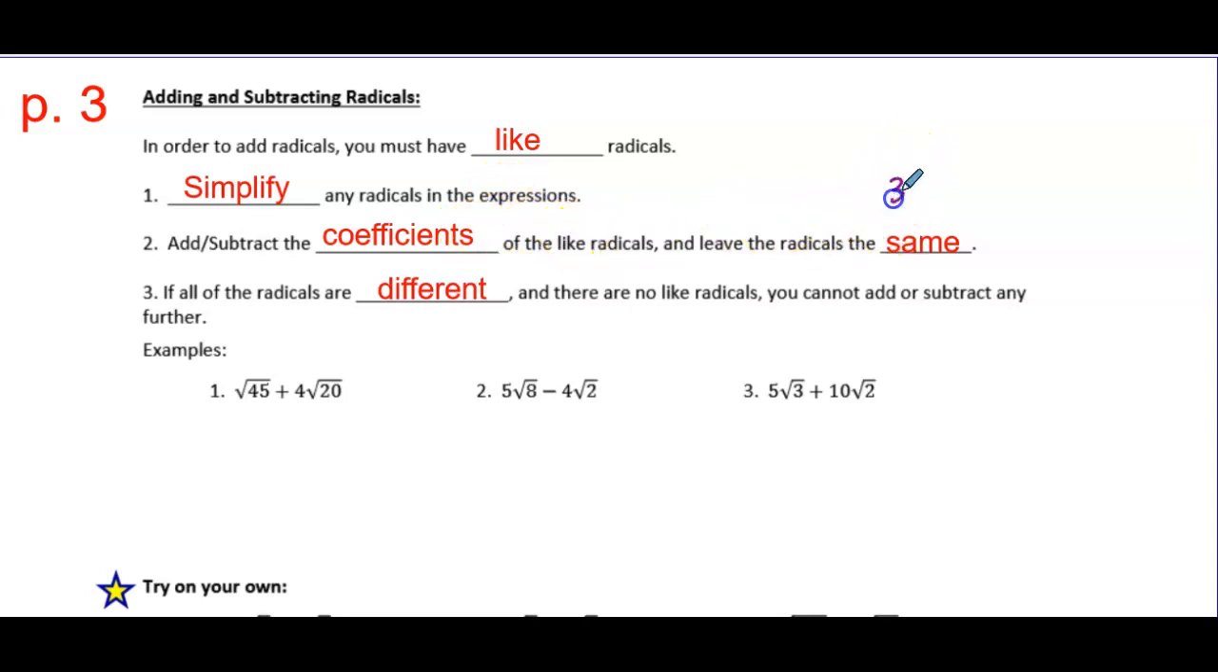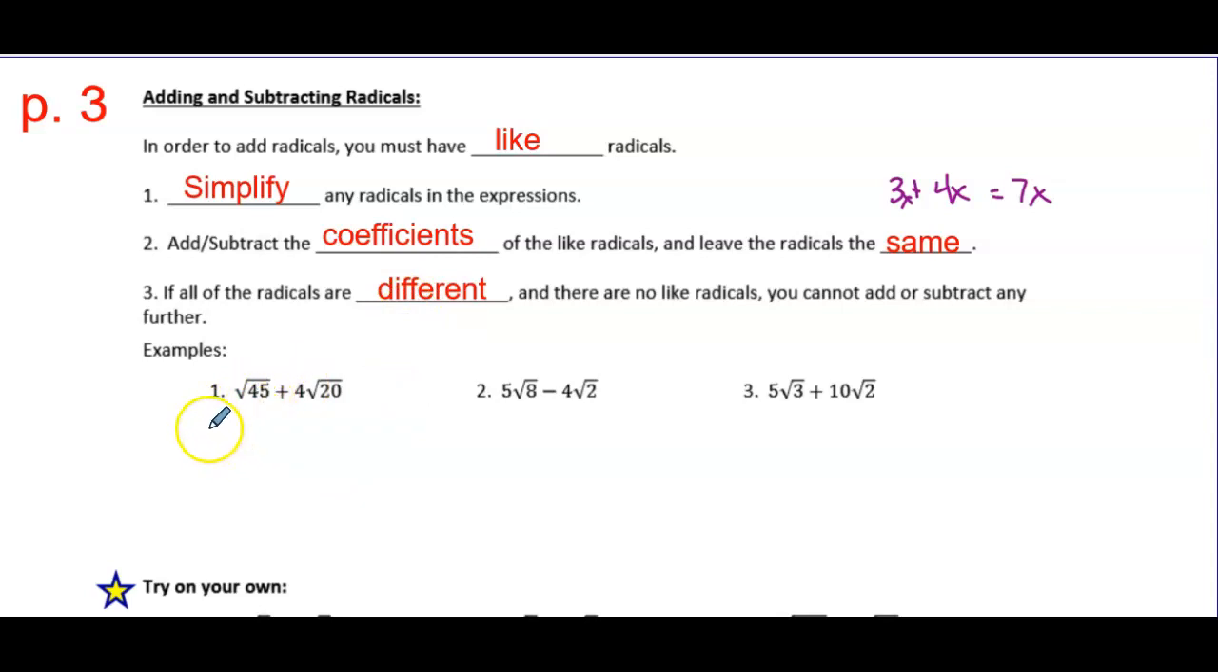Kind of like if you do 3x plus 4x. Sorry, there's no x there. 3x plus 4x, you get 7x. You don't change the x, you just add the coefficients. It's going to be like that for radicals too. If the radicals are different and there are no like radicals, then you can't go any further. So we just stop there.